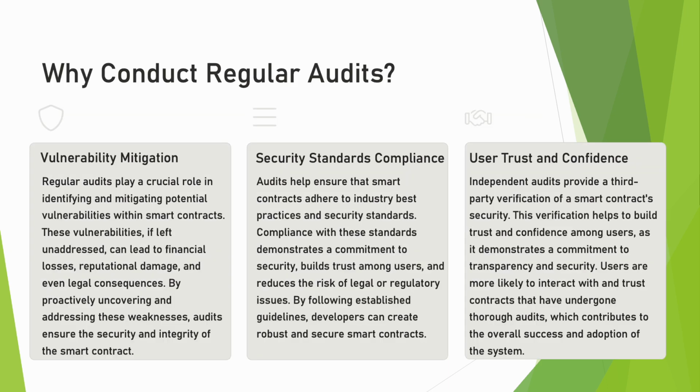implementation and robustness. We conduct regular audits for three reasons: vulnerability mitigation, security standards compliance, user trust, and confidence. Regular audits help identify and address potential vulnerabilities in smart contracts, preventing financial losses, reputational damage, and legal consequences. Security standards compliance. Audits ensure smart contracts follow industry best practices and security standards, building trust and reducing legal risk. User trust and confidence. Independent audits provide third party verification, enhancing user trust, encouraging interaction with the contracts, which contributes to overall success and adoption of the system.